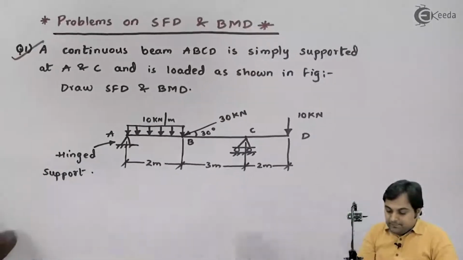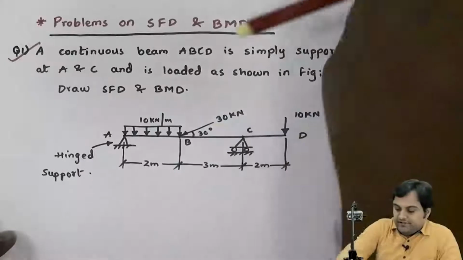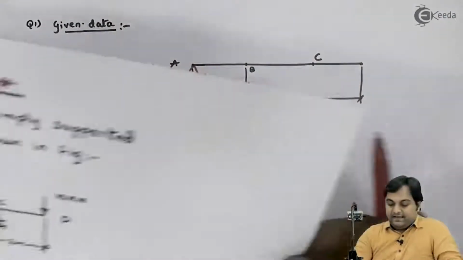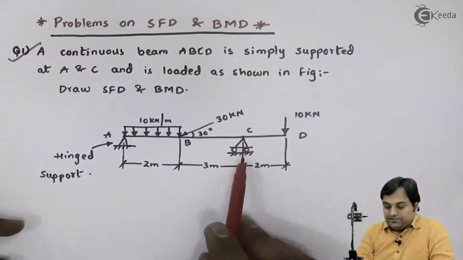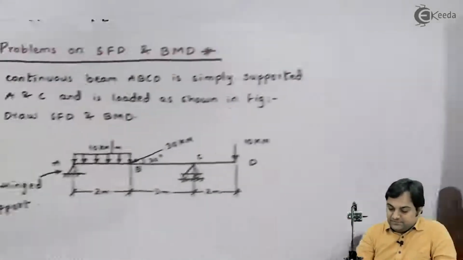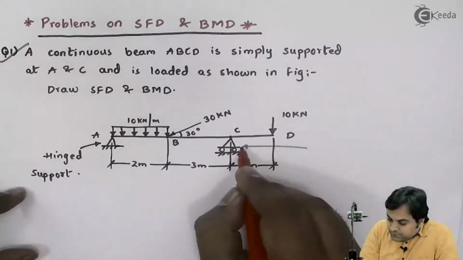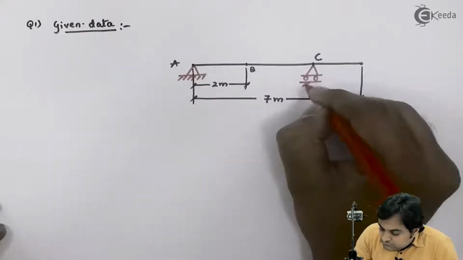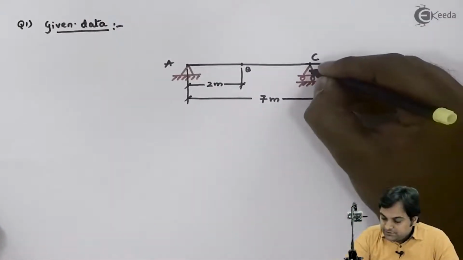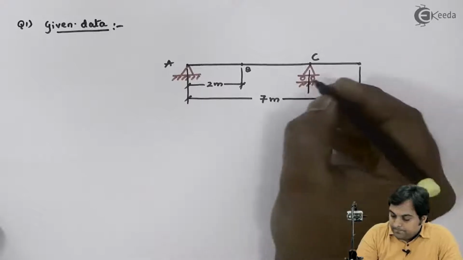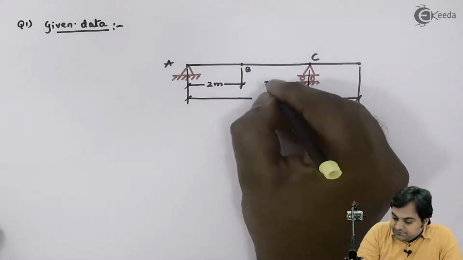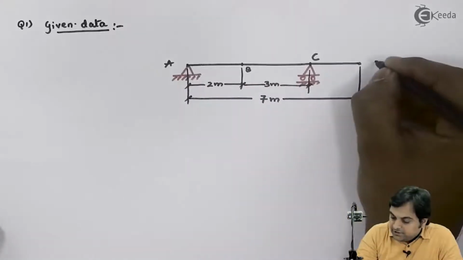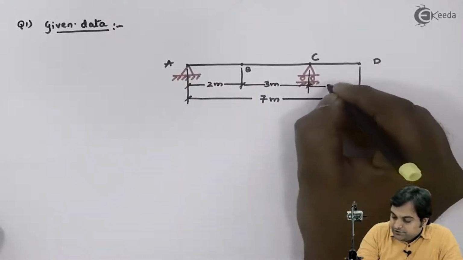Next, BC portion is 3 meter in length, and at C we are having roller support. This is a roller support. Distance B to C is 3 meters, and the remaining portion C to D is 2 meters.